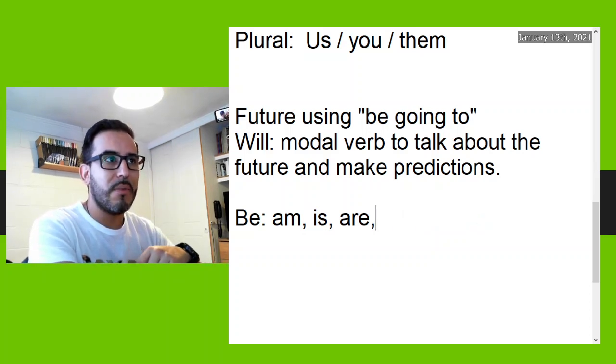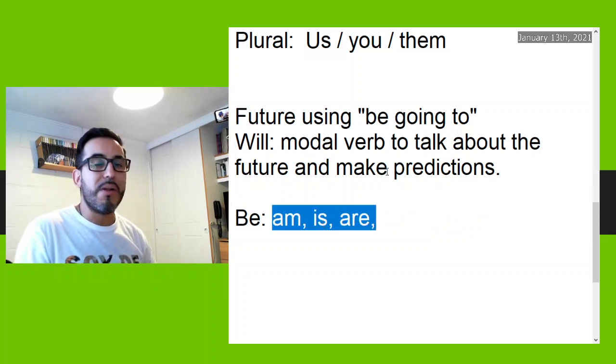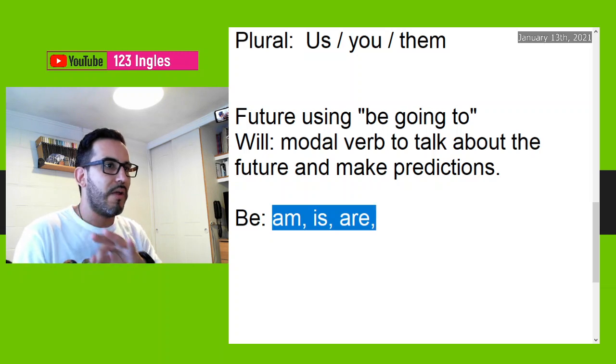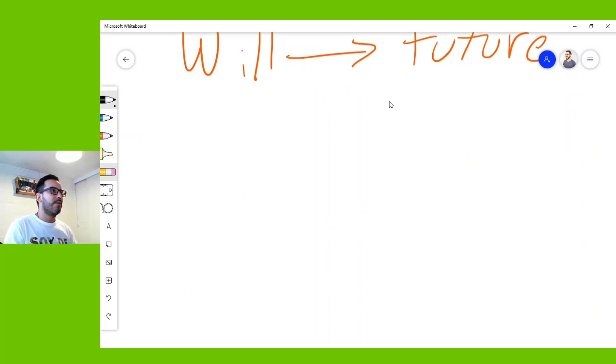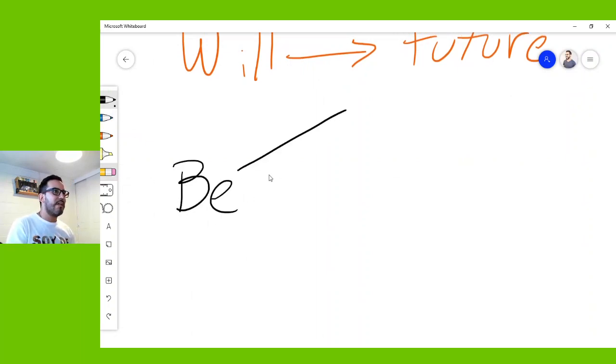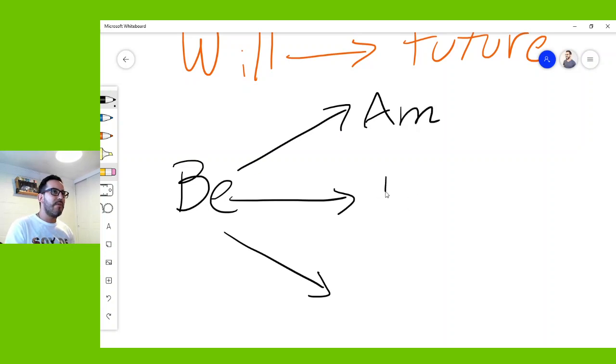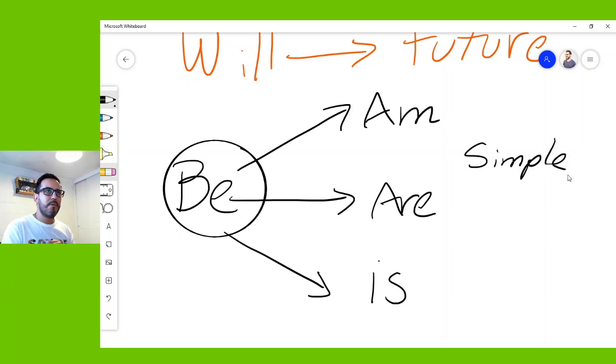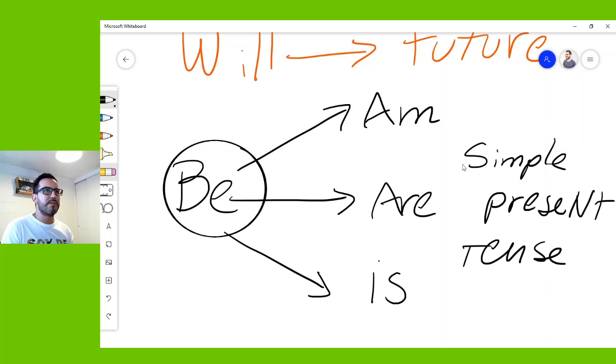Now, in this case, we will transform the verb be into am, is, or are. We have three options, okay? So if I go to the board here, the verb be can take three different forms in the simple present tense. Sorry, I'm going to change the order. Am, are, and is. These are three different forms of the same verb in the simple present tense.